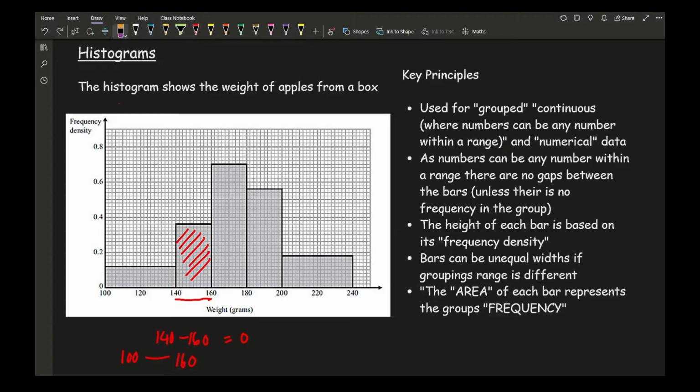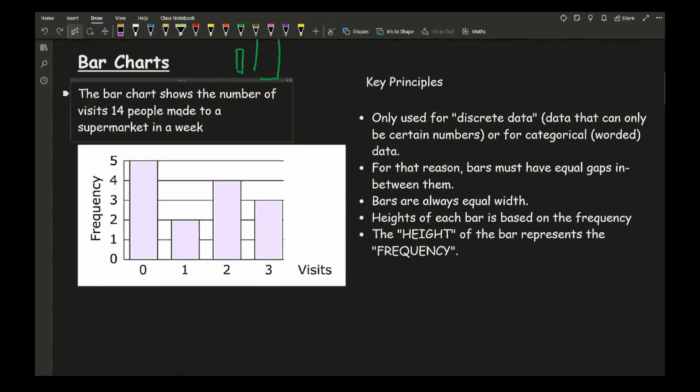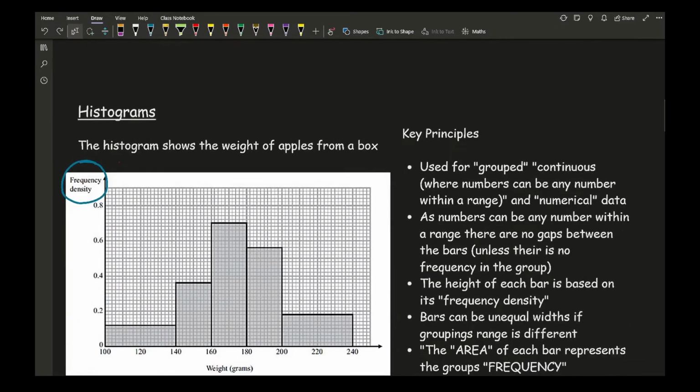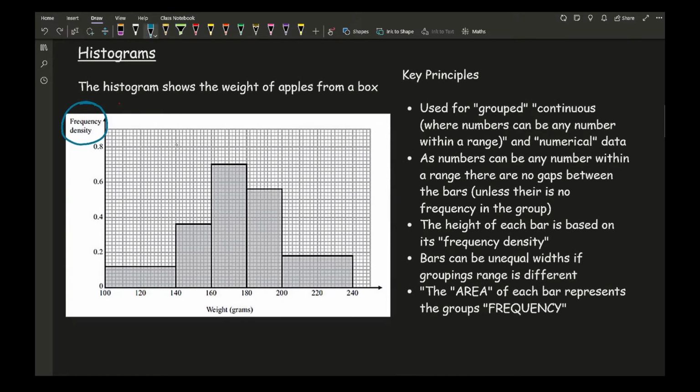And the next thing is that the height of each bar is based on the frequency density. Now, the key thing to note here, and one of the main properties of a histogram, is this frequency density. So in a bar chart, we had frequency along the y-axis or the vertical axis, whereas in a histogram, we have what we call the frequency density. And again, we'll talk more later in the video about what that frequency density actually is.